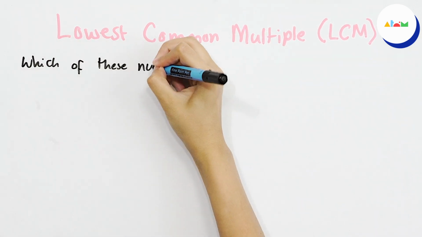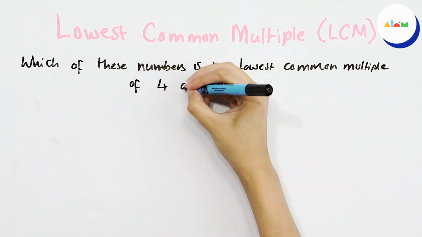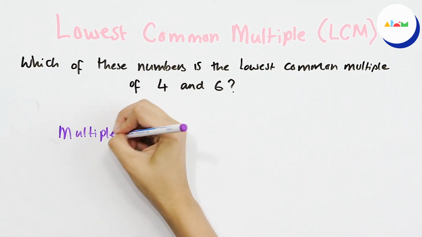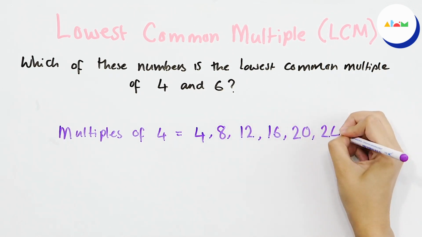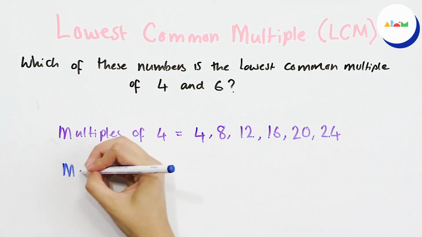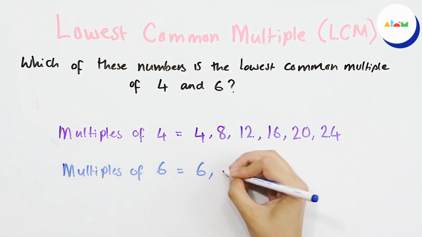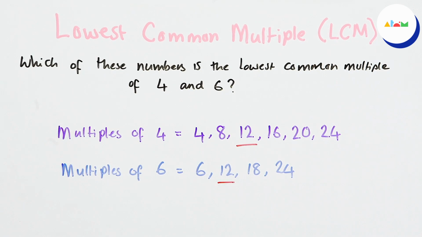Let's look at one more example. Which of these numbers is the lowest common multiple of 4 and 6? We can always find the lowest common multiple of two numbers by writing out as many multiples as we can from both numbers and spotting the first number they have in common. In our example, 12 is the first number that these lists have in common, so 12 is the lowest common multiple of 4 and 6.